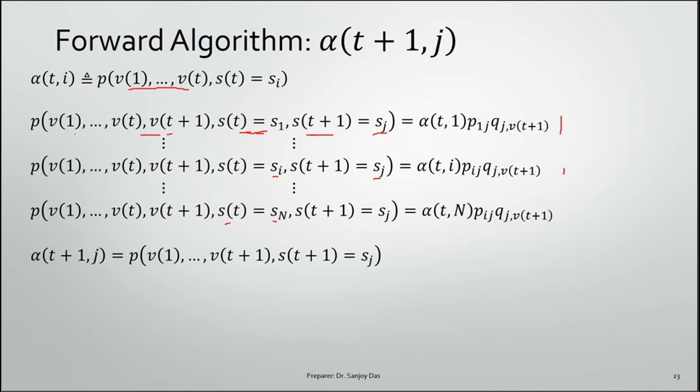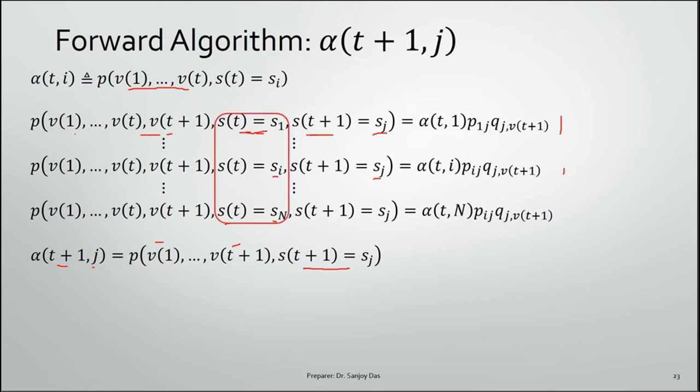And so alpha t plus 1 j is equal to this probability of v until time step t plus 1, and at time step t plus 1, St plus 1 being equal to Sj.